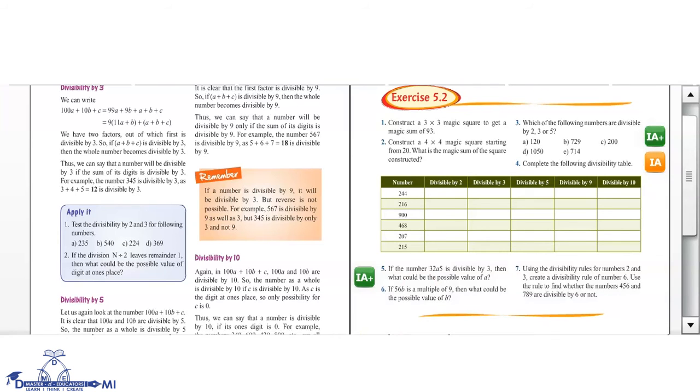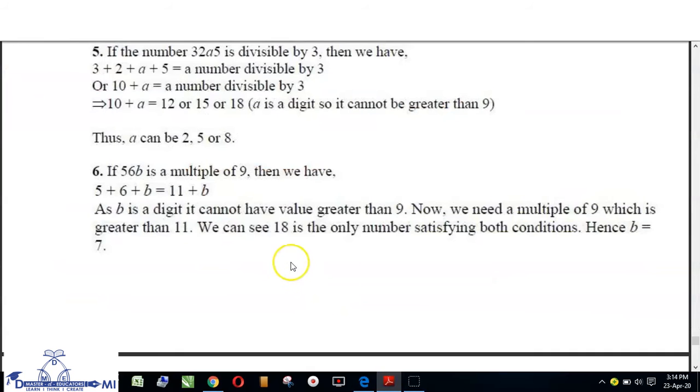So let's try to understand this problem. In the solution of question number 5, now on page number 16, if the number 32A5 is divisible by 3, then the sum of its digits must also be divisible by 3. That is 3 plus 2 plus A plus 5 is equal to a number divisible by 3. So let's sum the 3, 2 and 5. That comes out to be 10. 10 plus A is equal to a number divisible by 3.